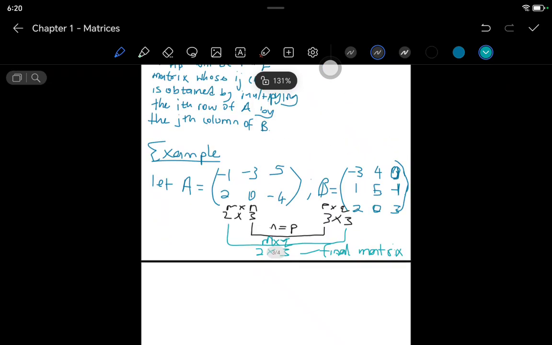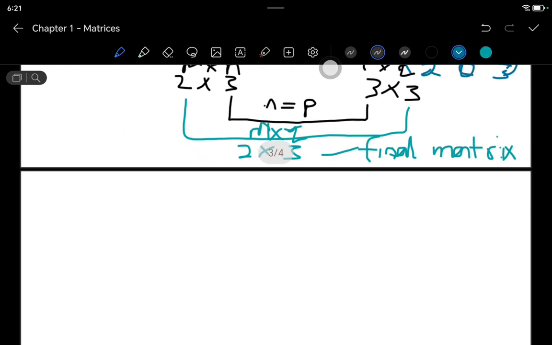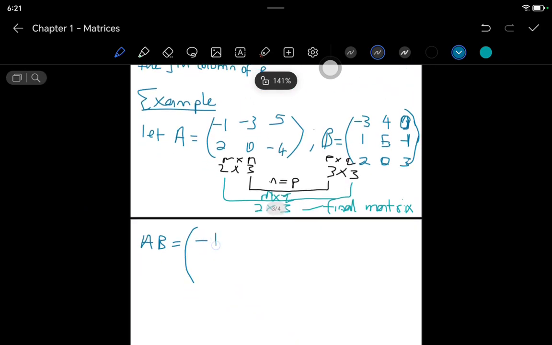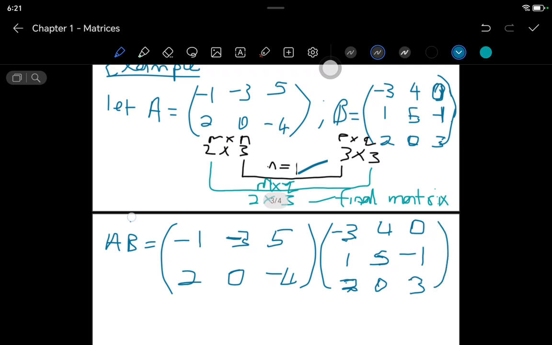Now, since we said that this will be the final matrix, what are we going to do? Since this exists, I'm going to come and find AB. First, I'm going to directly substitute A. What is A? Minus 1, minus 3, 5, 2, 0, minus 4. Then I plug in B: minus 3, 4, 0, 1, 5, minus 1, 2, 0, 3. You see right now?